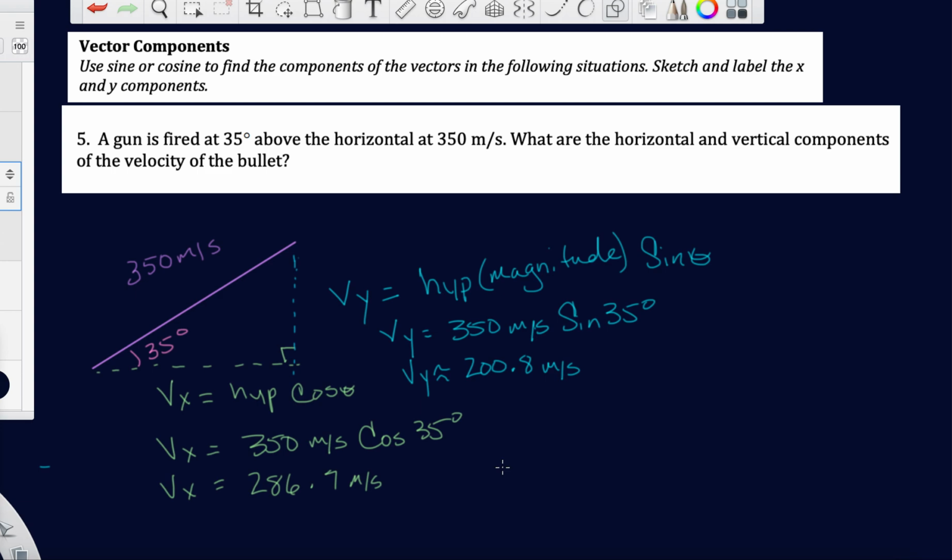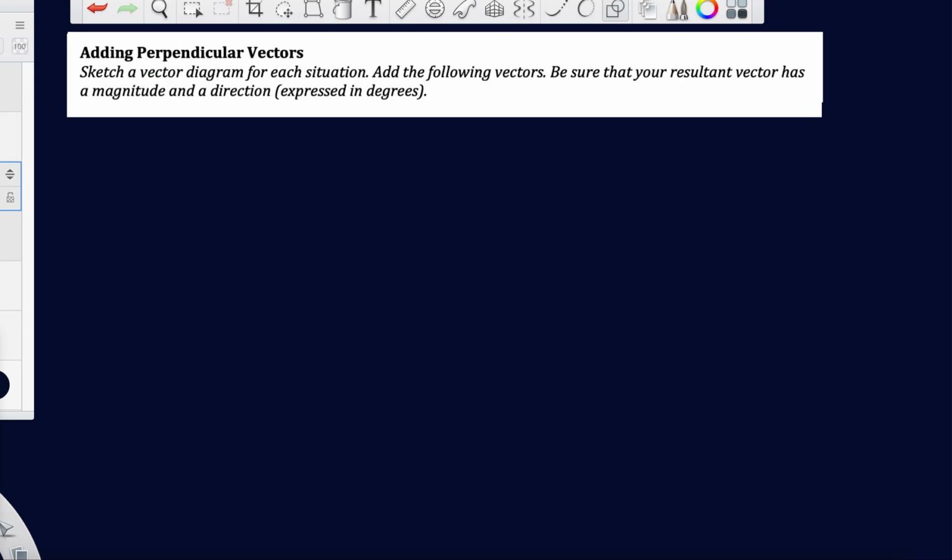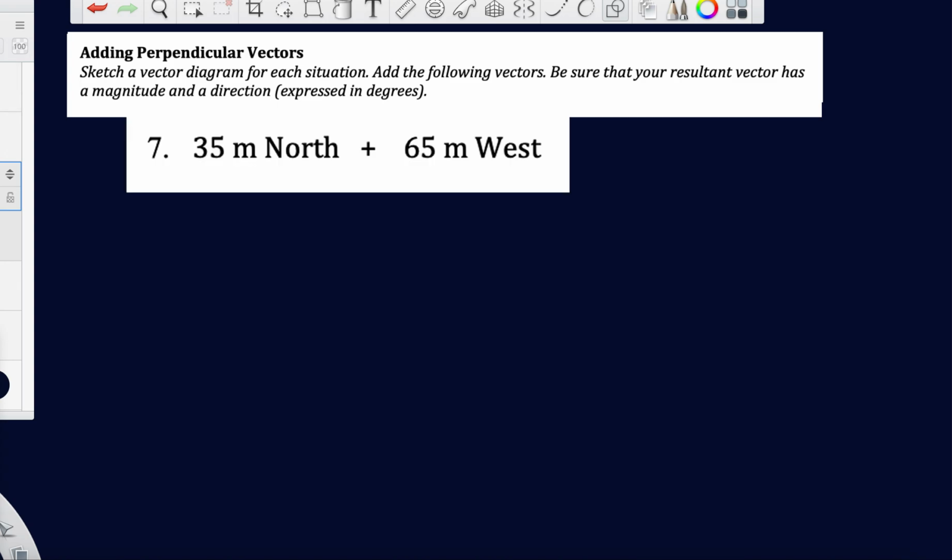Not really difficult stuff. You're going to do a couple of these, then you're going to move on, and we're going to find a missing side, and we're also going to find resultants of vectors. So let's go ahead and jump back over here, make this disappear, and it says sketch a diagram and add the vectors. Be sure that your resultant vector has a magnitude and a direction.